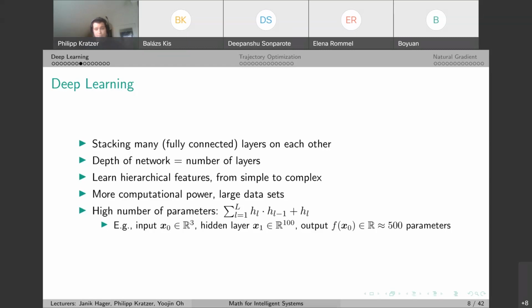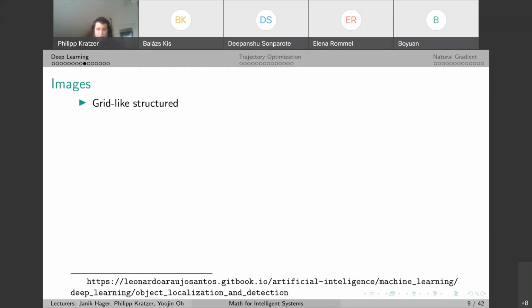So one problem of deep learning is the high number of parameters, which of course leads to very complex computations. You have really big gradients that you need to apply, and you need a lot of computational power. If we now look into images, we will find that we have some grid structure.